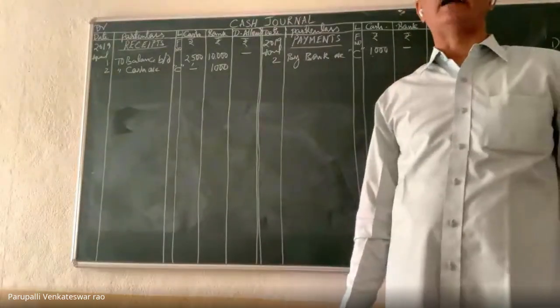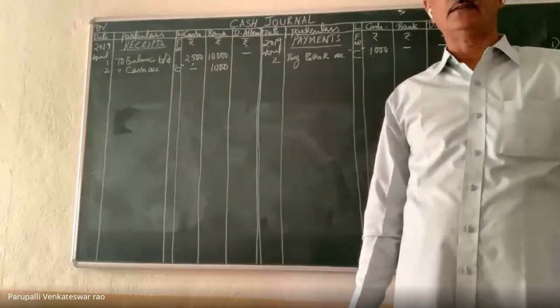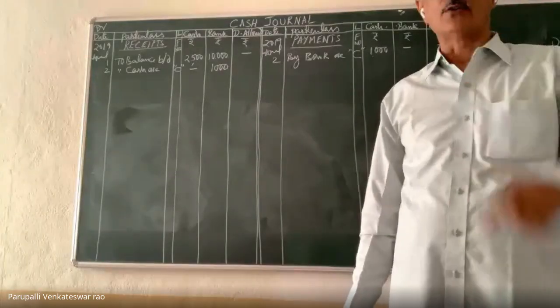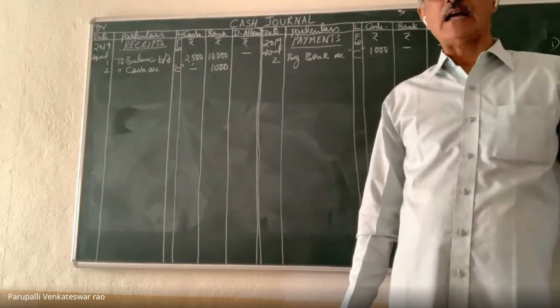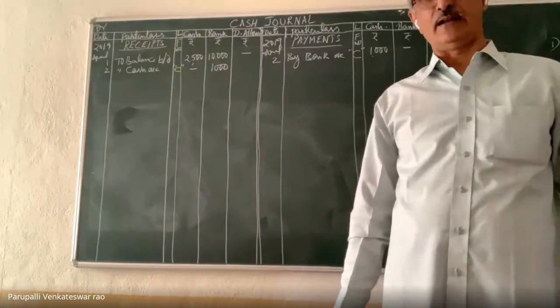This is the amount deposited into bank. Cash is credit, bank is debit. Bank column is debit, so write it on the debit side of the bank column. Cash is credit, so write it on the credit side of the cash column.